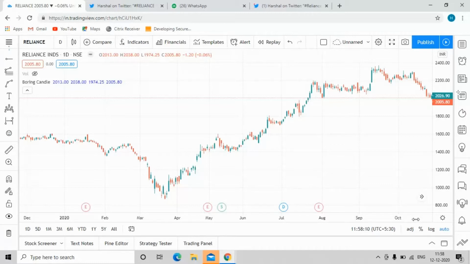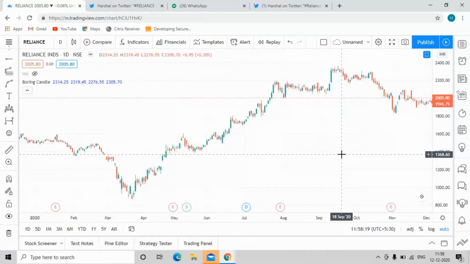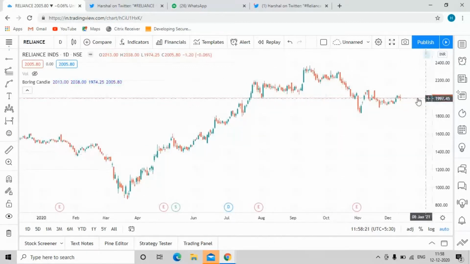Today I'm going to analyze Reliance Industries. So here I'm on this website tradingview.com and this is the daily chart of Reliance. Okay. So now as on today, the current market price of Reliance is 2005.